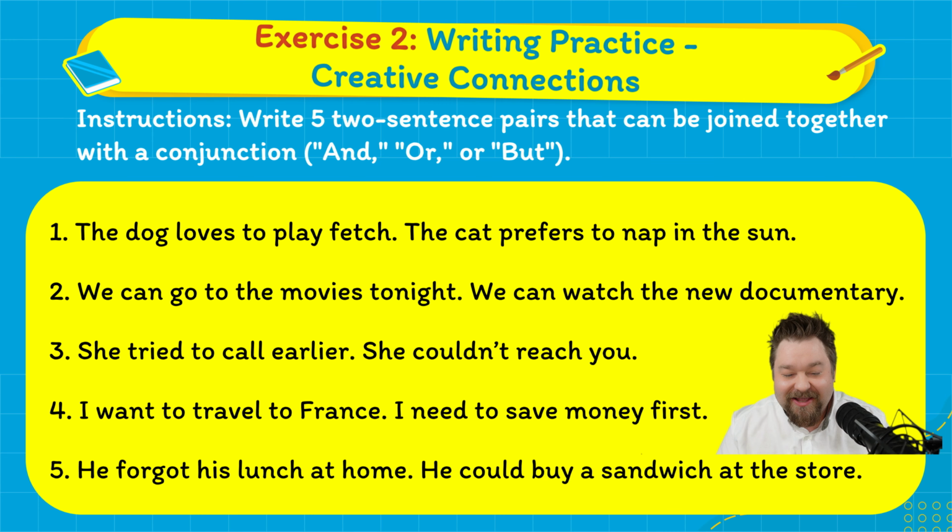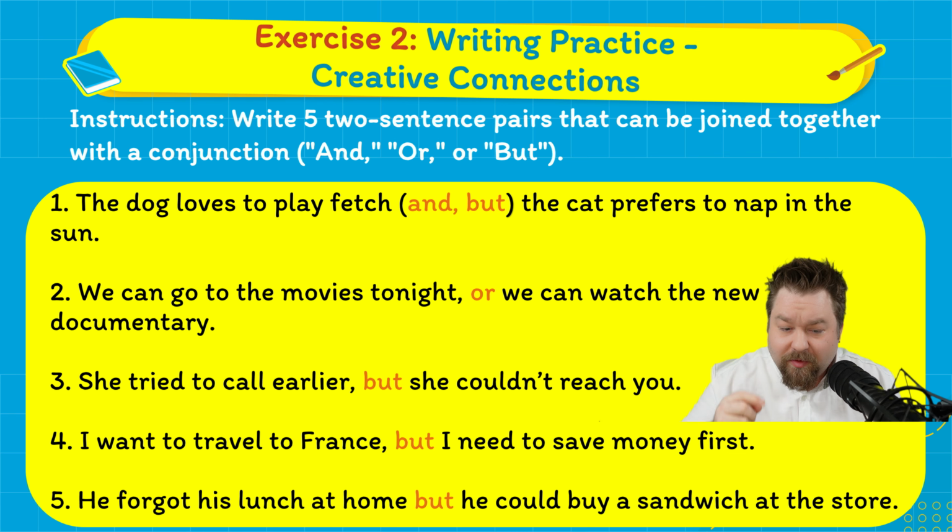Exercise number two, okay? Write five two-sentence pairs that can be joined together with the conjunction and, or, but. So we're going to basically do the same thing we did before. We're going to take these two sentences and make them one, okay? Choose and, but, or, okay? Pause the video, write these down, and I'll see you in a second.